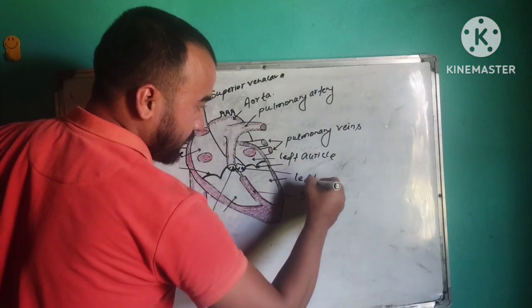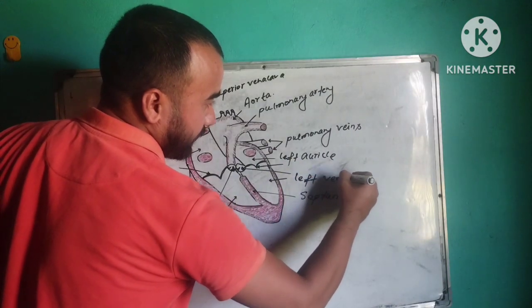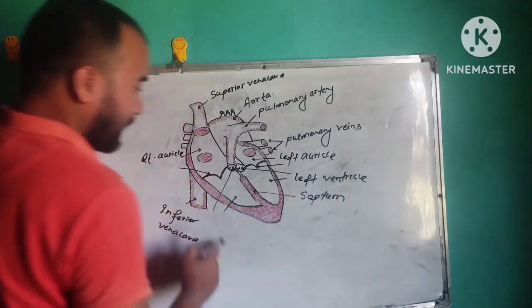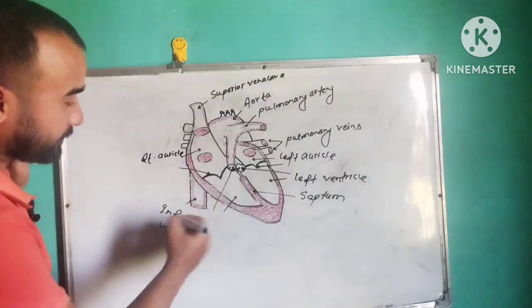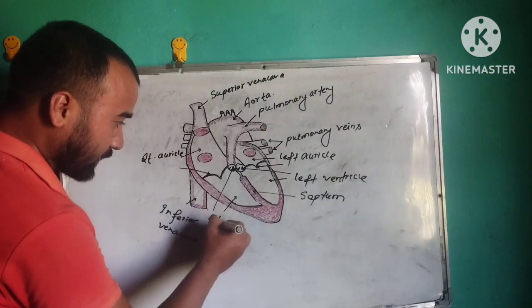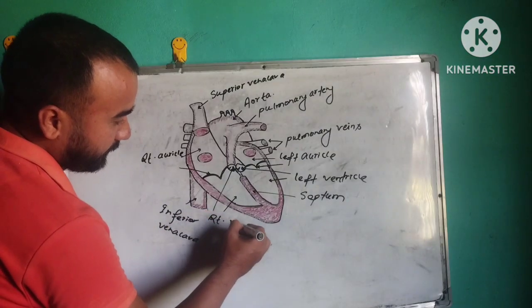And these two chambers are called the ventricles. This one lies at the left side, so we say left ventricle, and this chamber lies at the right side, so we say right ventricle.